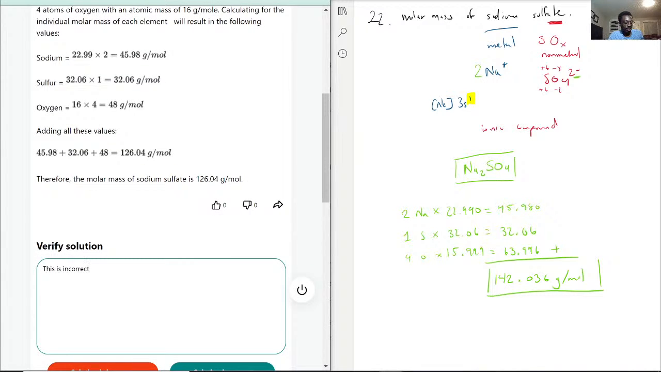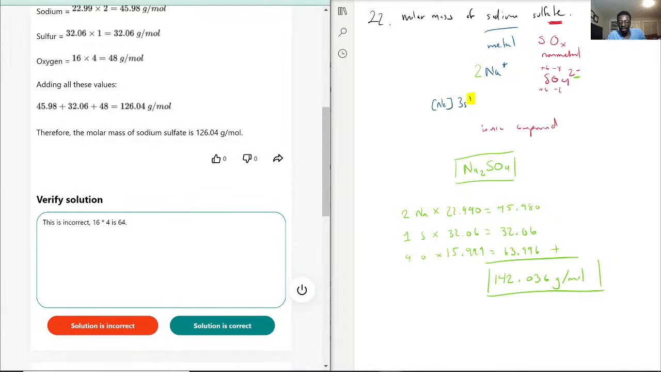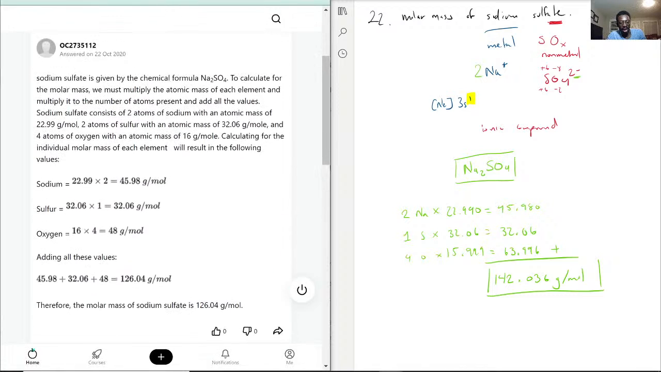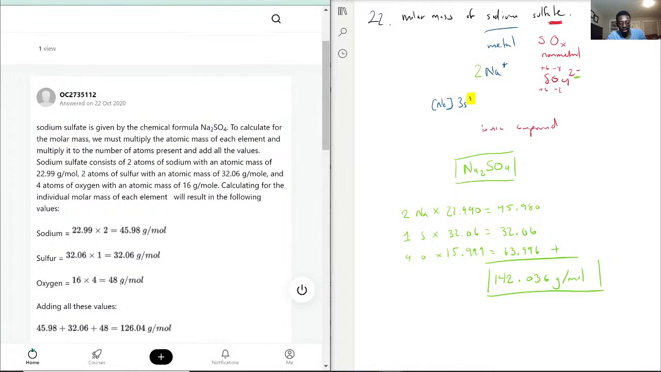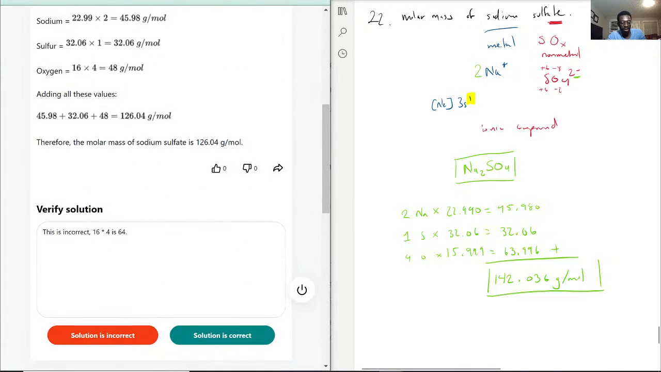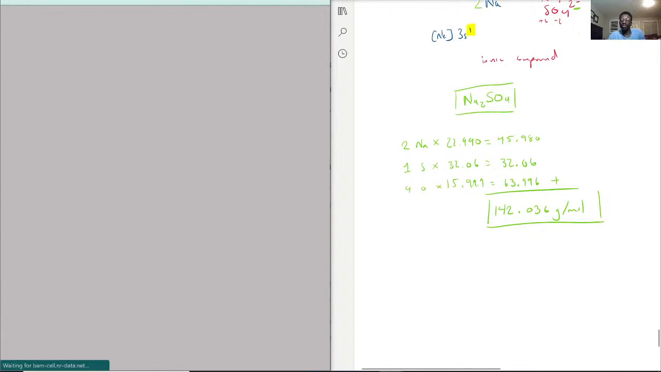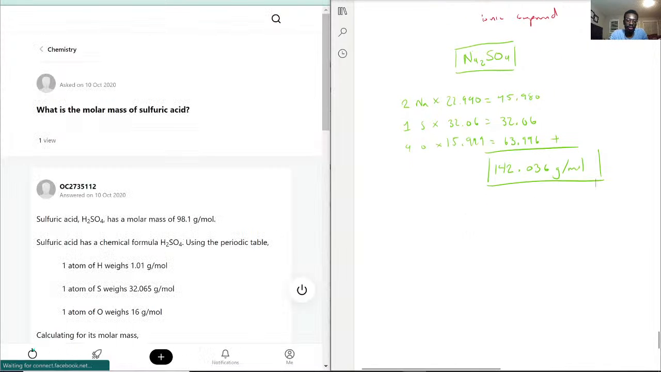because I think it's 16 times 3. That's 48. Yep. Because 16 times 4 is 64. I was wondering why it looked different. But yeah, they almost got it. But they do have that its chemical formula is Na2SO4. So they did have that part right. But that's incorrect. Now let's solve question 23.